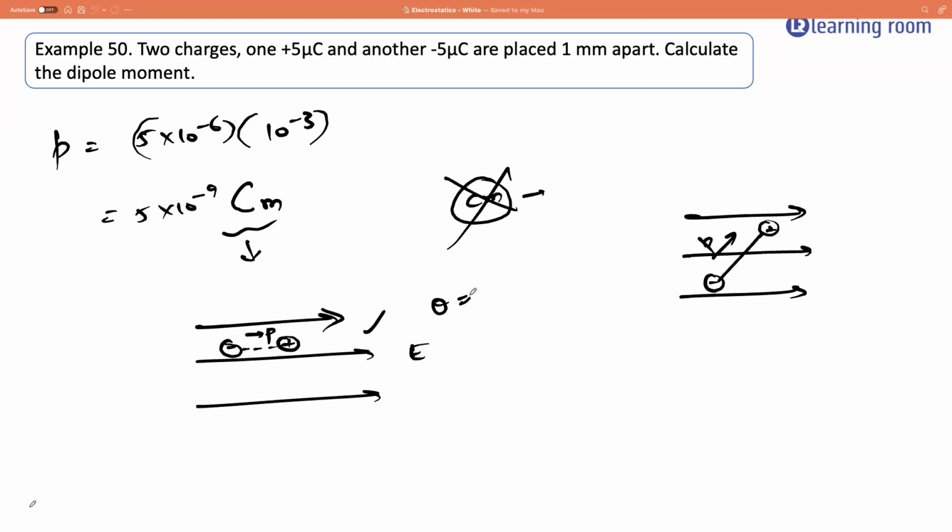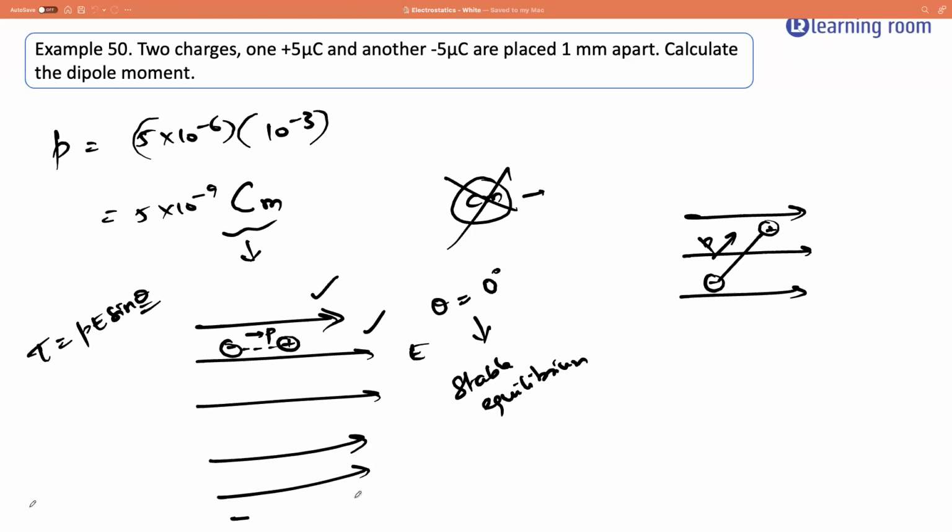0. Yes, because torque is equal to PE sin theta, where theta is the angle between P vector and E vector. If theta is equal to 0 degrees, if this kind of a scenario occurs, then you call it as stable equilibrium. Because last class I explained what is stable equilibrium. When you disturb an object, if it takes a turn exactly in the direction opposite to the disturbance that you created, it's stable equilibrium. Means it will go back to its original position.